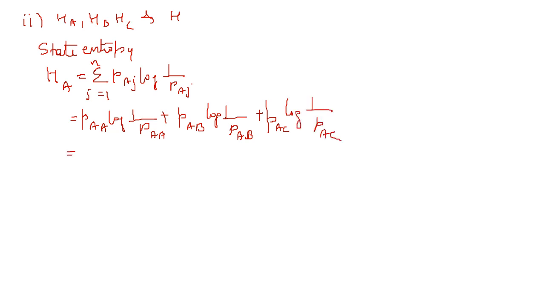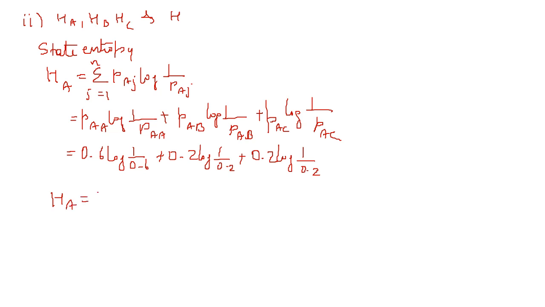So it is equal to, we'll substitute all the state probabilities from your state diagram. So we'll get it as 0.6 log 1 by 0.6 plus 0.2 into log 1 by 0.2 plus P_AC is again 0.2, so 0.2 into log 1 by 0.2. Substitute in the calculator and you will get the value of HA, which will be equal to 1.371 bits per message symbol. Okay, so this is how we get the state entropy HA.